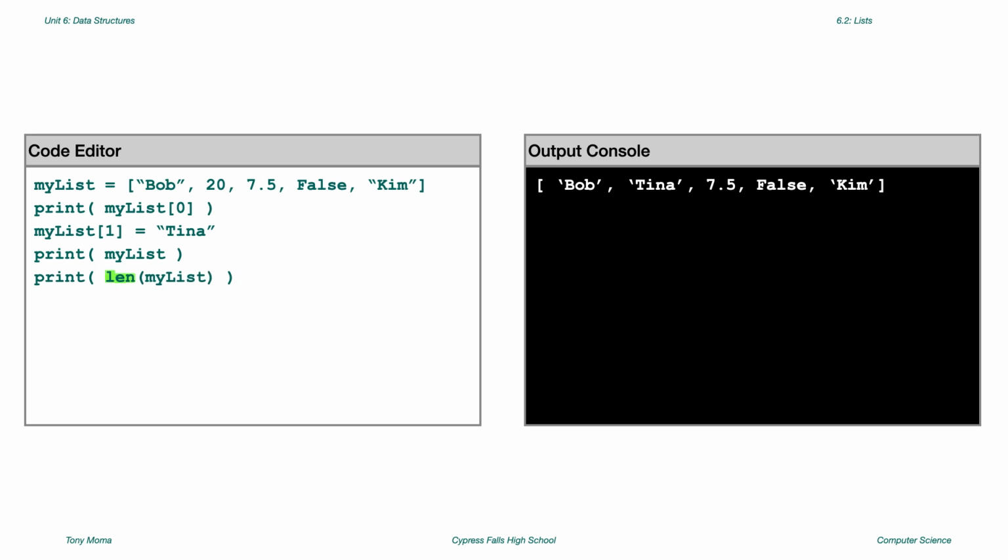We can also compute the length of my list. The length of my list will just return the number of values stored inside the list, which right now is 5. This 5 gets printed out.